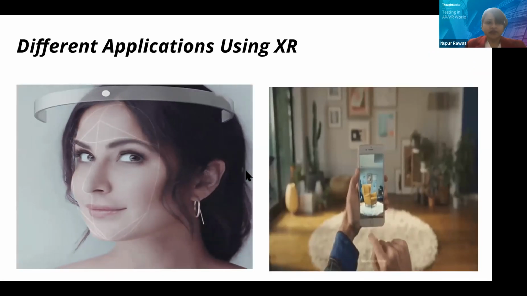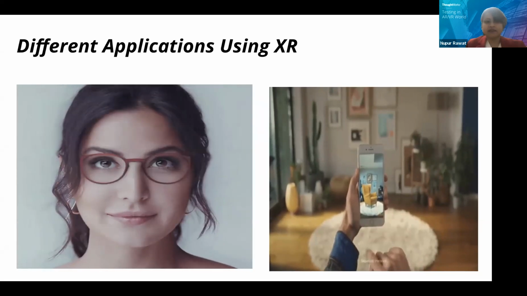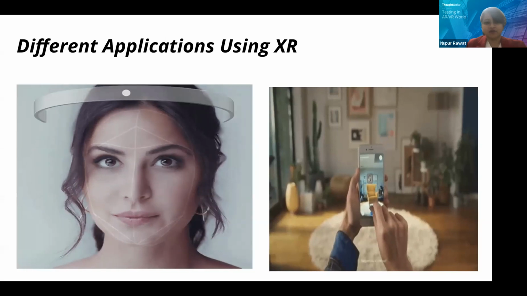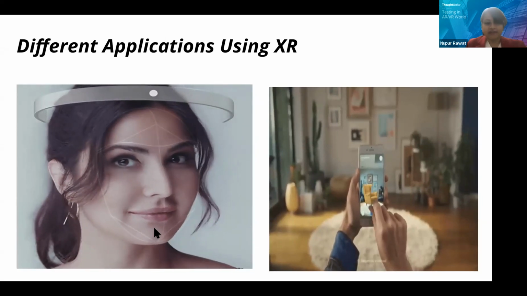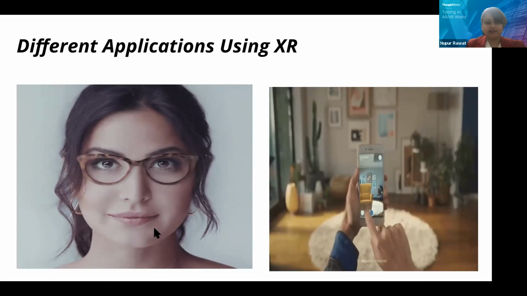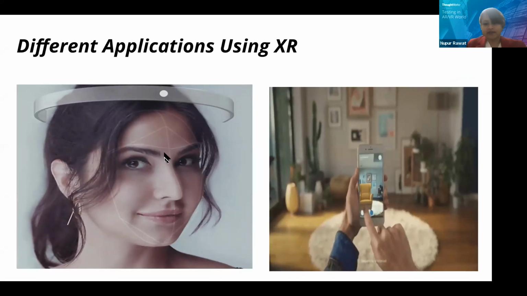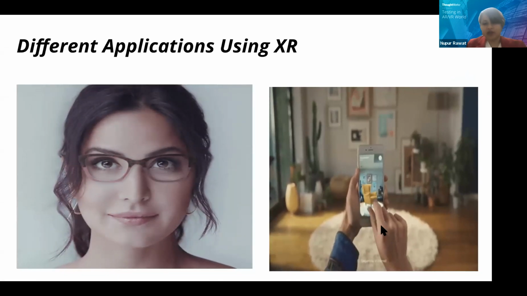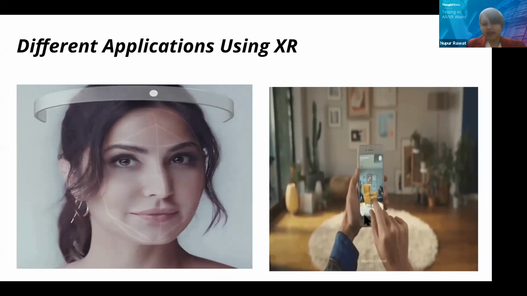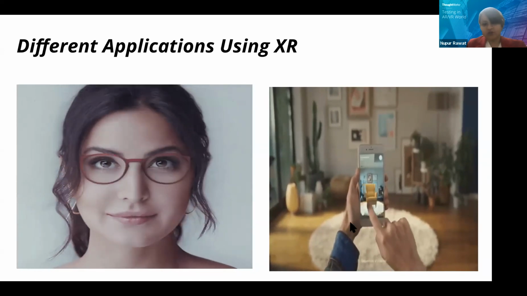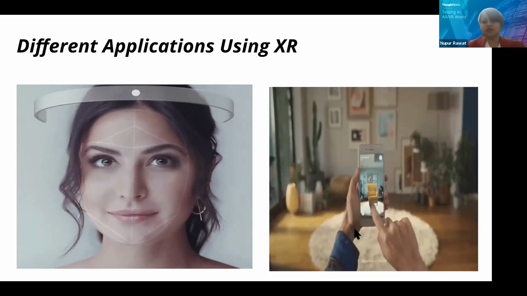I think Anshul in the beginning has given you a perfect example of a lens card. These are the different applications using XR. This is a lens card application. You can try on different lenses in the lens card. It just scans your face and then you can try different lenses. And this is an IKEA application. They are coming out with this new application where you can actually try any of the furniture at home without even having to buy it. You can just see how it looks in your space.